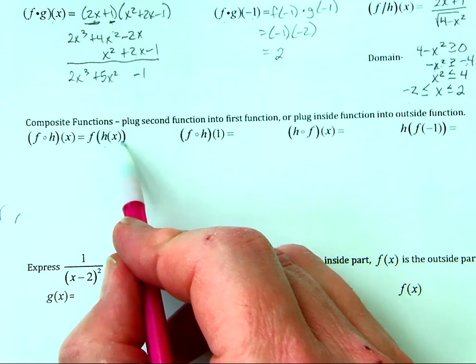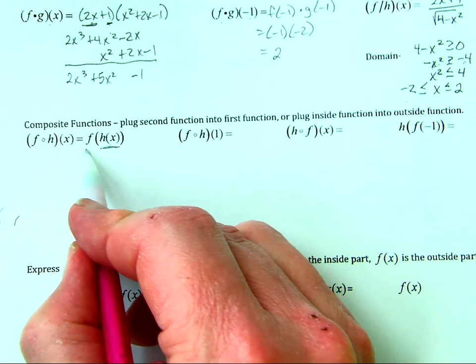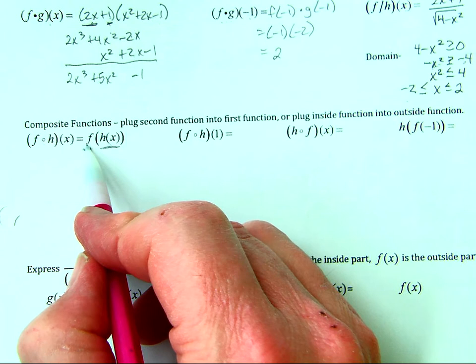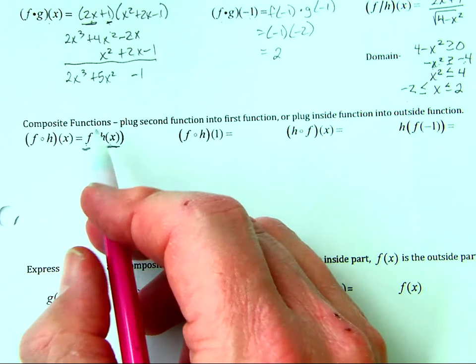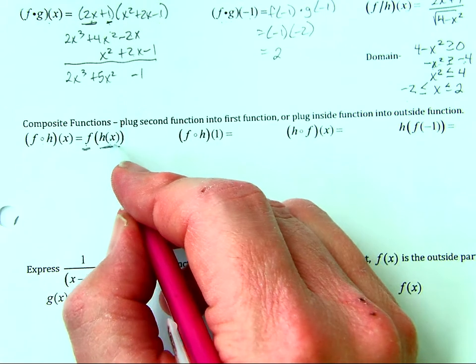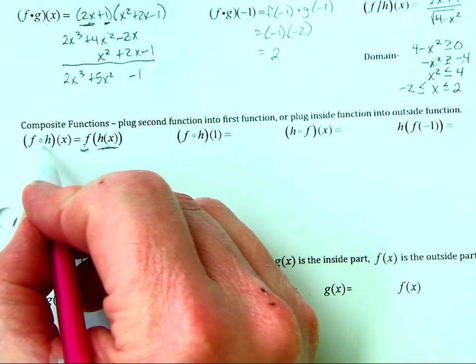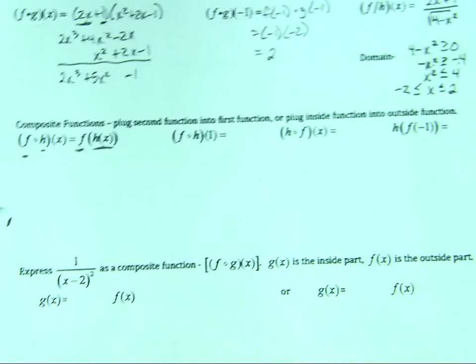Notice h of x is on the inside. You see how it's on the inside? And f is on the outside. You always plug the inside function into the outside function. This is handy with something you're going to do in calculus too, where it's important to identify the inside function and the outside function. But that's the same as this. Here, h is the inside function, f is the outside function.